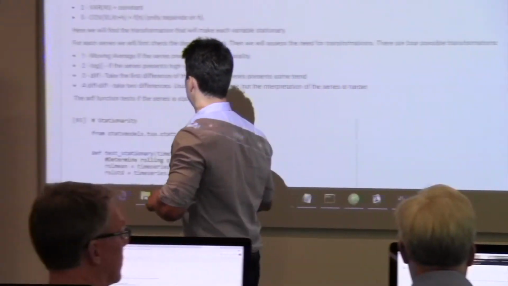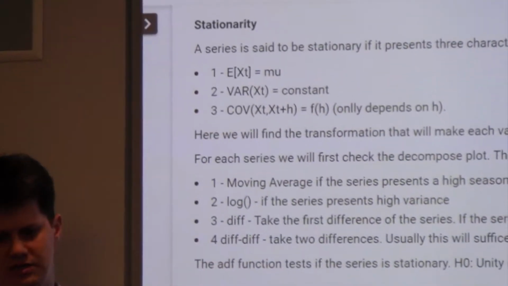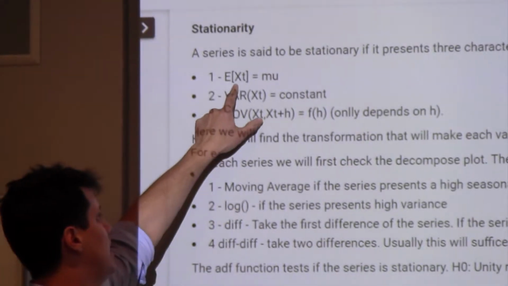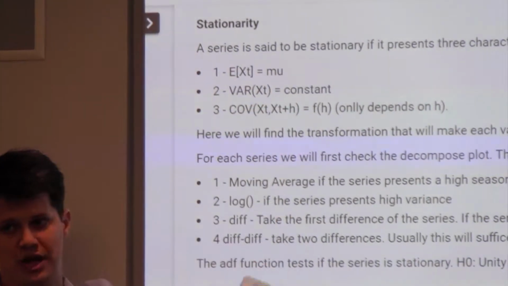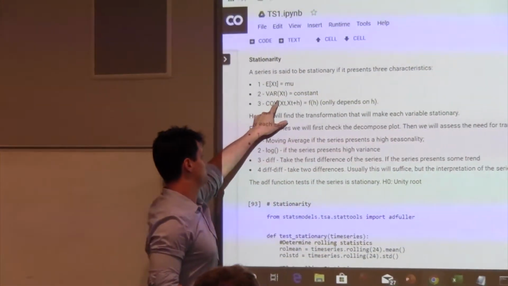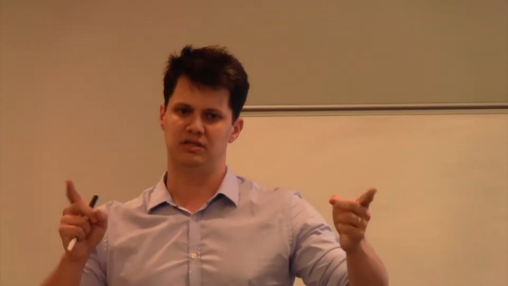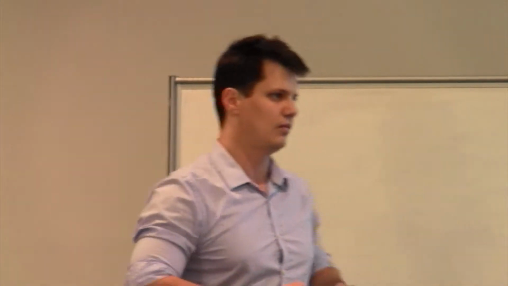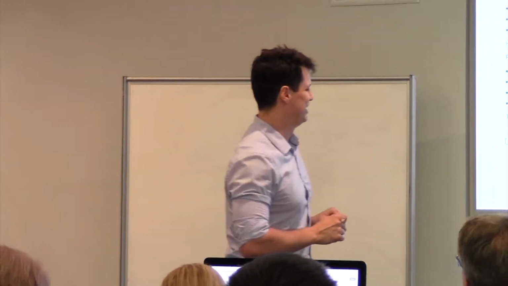What does this mean? This means that, on average, the series at a given time has an expected value that is going to be constant. It doesn't change with time. So the variance as well is going to be constant. And the covariance between times only depends on the delta of the time and not the place in time. Yes? In English? In English.